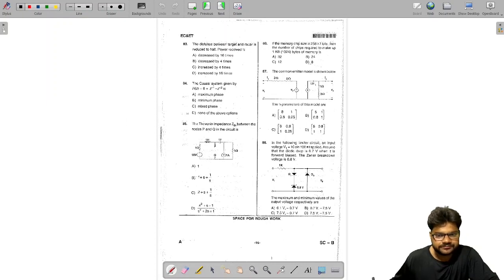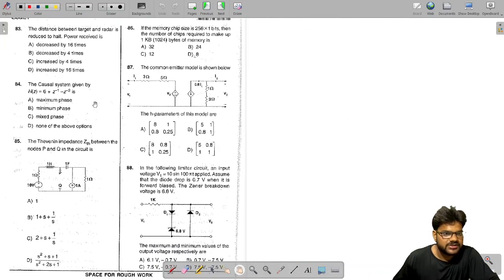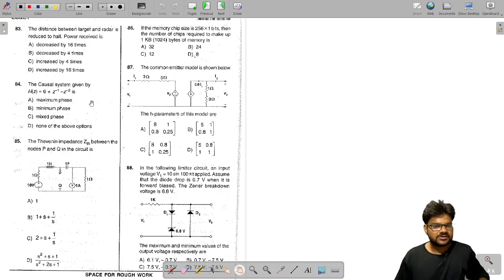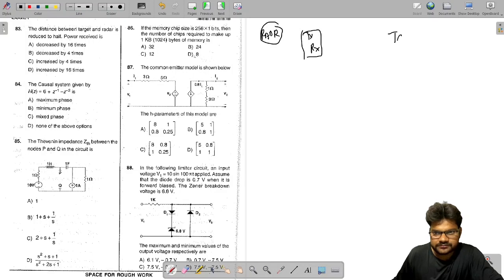Question number 83. The distance between the target and radar is reduced to half. Power received is... okay, so we know the radar concept. We have a transmitter and receiver, and we have a target. If the signal goes from here, it comes back. So this distance from radar to target is r.